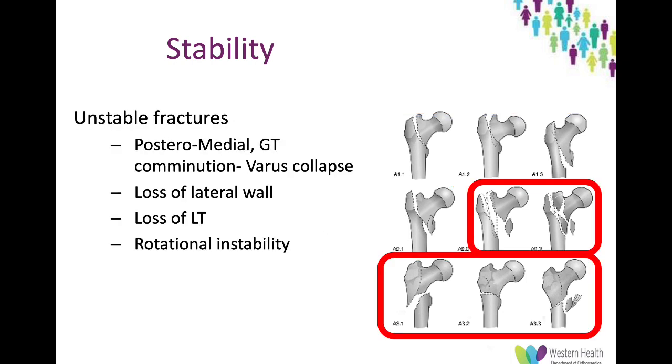Unstable fractures, which are now highlighted in red, show posteromedial as well as GT comminution. These fractures tend to collapse into varus. They have loss of the lateral wall, loss of the LT, and these have rotational instability, which makes them more likely to go on to fail following fixation.